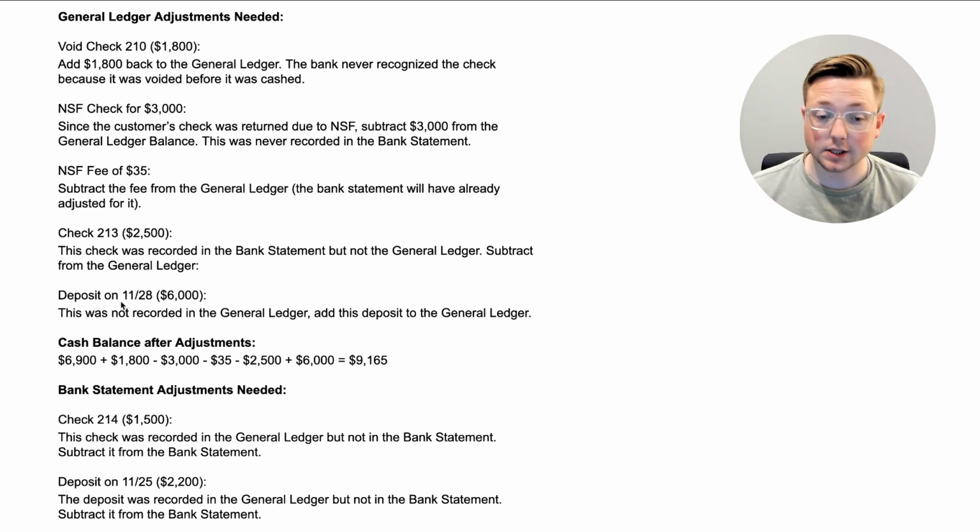And then there was a deposit on the 28th for $6,000 that was mentioned in the bank statement. So we have to add that to the general ledger.